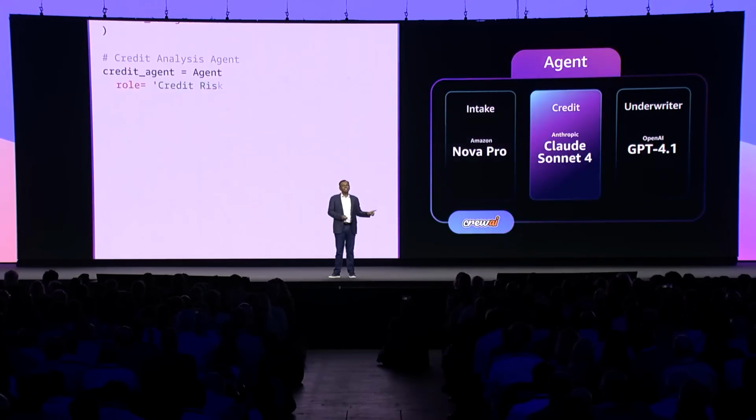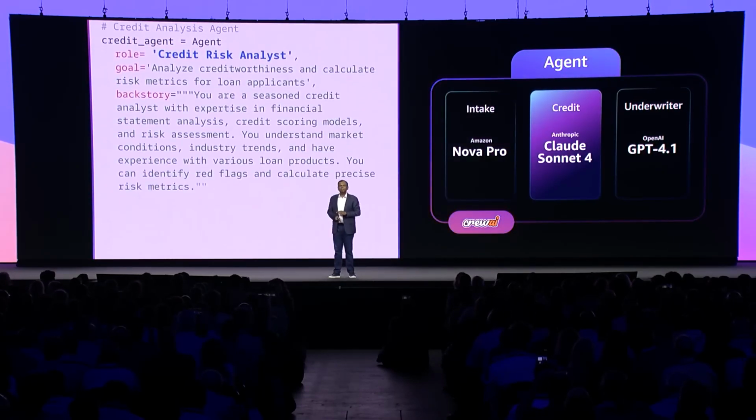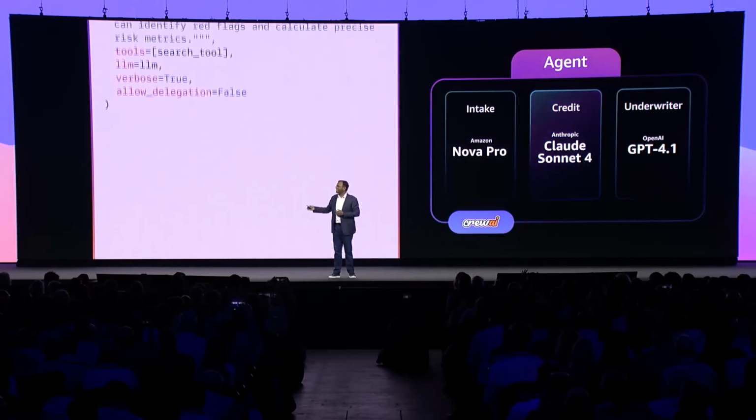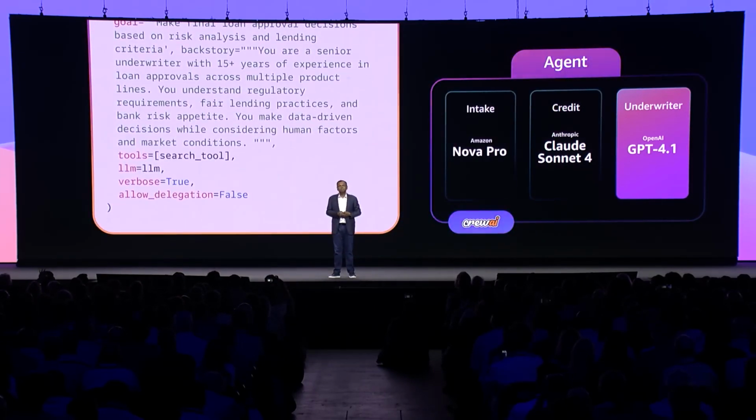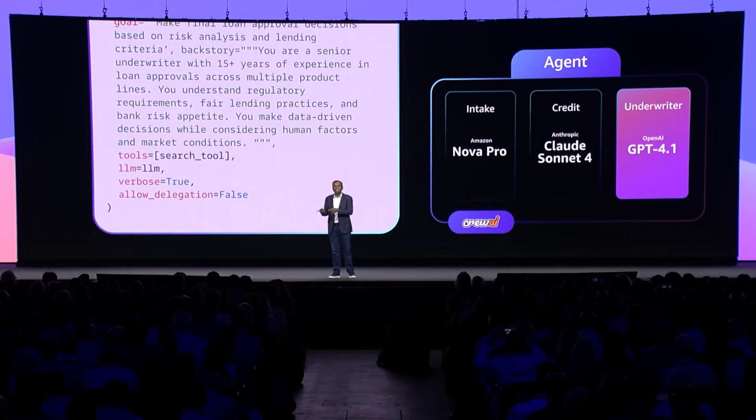First is an intake agent that can organize loan application data. Second is a credit agent that can analyze creditworthiness and calculate risk metrics. And for third, there is an underwriting agent, which takes all this analysis and writes a recommendation that is then passed off for a human to review.